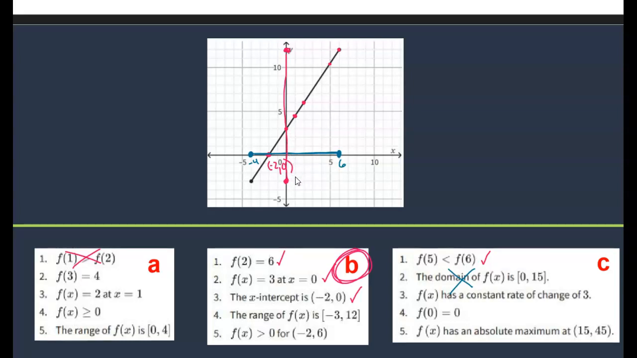That's -1, -2, -3, all the way up to 11, 12. So -3 to 12, that one works. That is our range on this one.